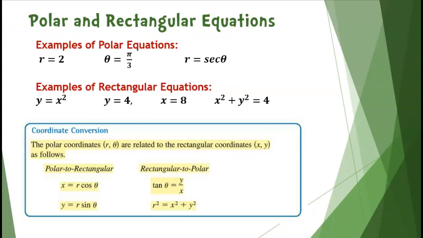We will also be working with equations. The first 3 equations are examples of polar equations: r equals 2, theta equals pi over 3, and r equals secant theta. These next 4 are your rectangular equations, the equations that we've been using so far. You get y equals x squared, which is a parabola, y equals 4, which is a horizontal line at 4, x equals 8, which is a vertical line at 8, or even a circular equation, x squared plus y squared equals 4. Sometimes we need to go back and forth between the 2 kinds of equations, so we have some conversion formulas. When we go from polar to rectangular, we'll use these conversions, and if we go from rectangular to polar, we'll use these conversions, and these can be found in your book.